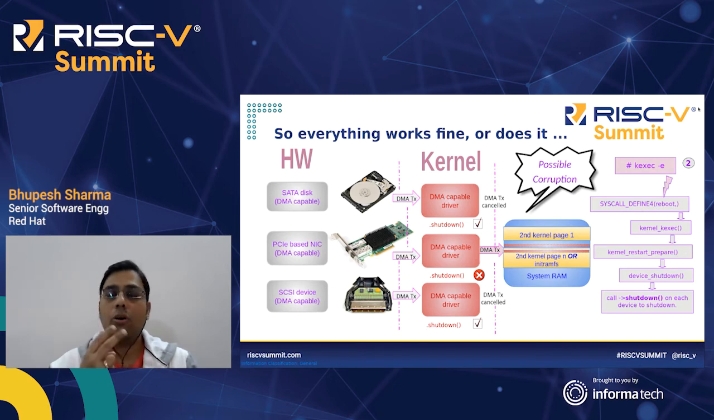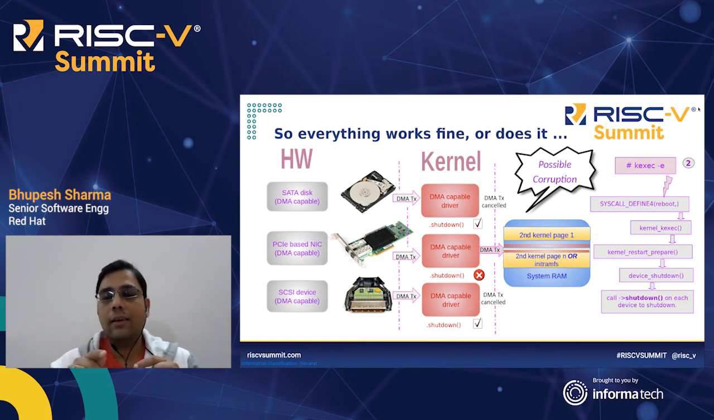Out of those, only 2 implemented the shutdown callback, and the third one, let's say the PCI NIC driver, decided not to implement the shutdown callback. So what happens now? It will continue to serve the DMA descriptors that are already available in the driver's DMA queue, and there is a possible chance of this DMA transfer going up and corrupting the second kernel pages that are existing in the system RAM.